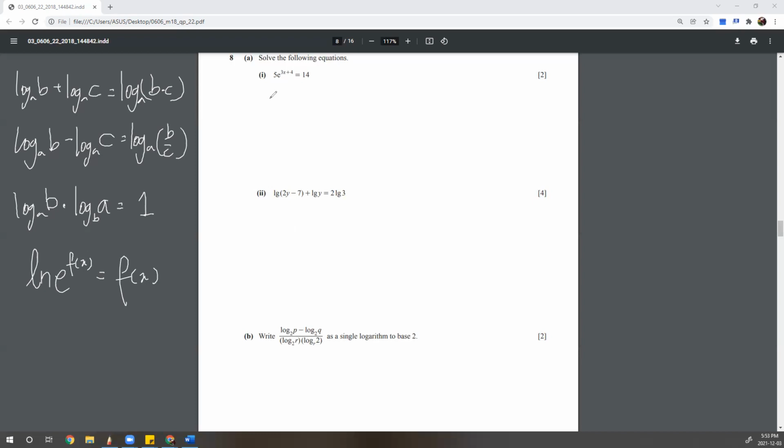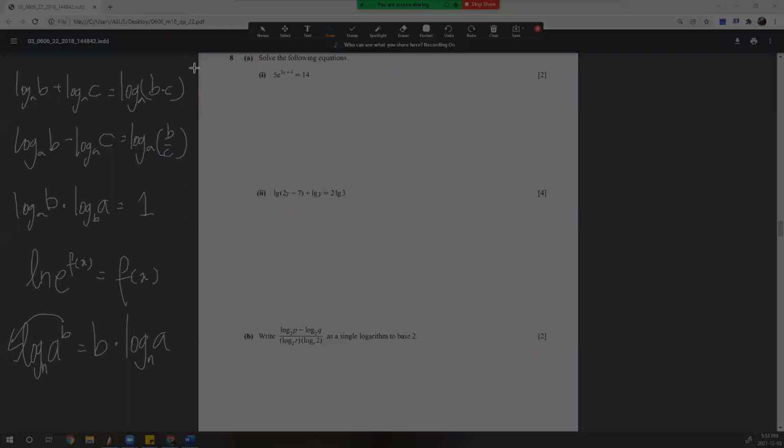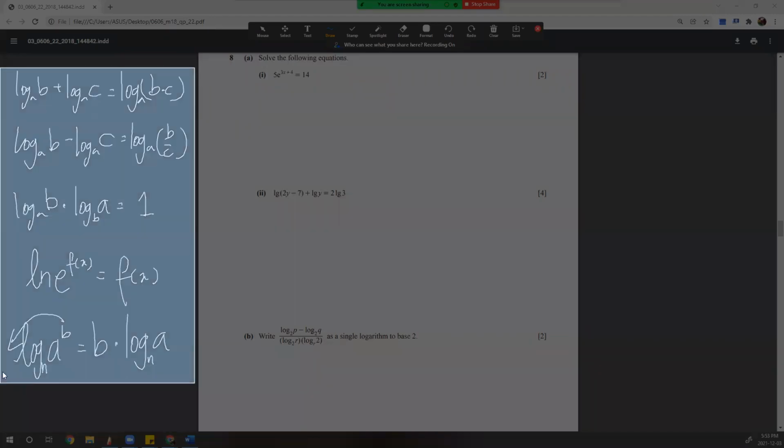I think that's it. Oh no, 2 times log 3. If I have log a power b, it has to be b in front, b times log a. It can be n, I just write n. Okay, I will copy this also. This is the logarithm formula.